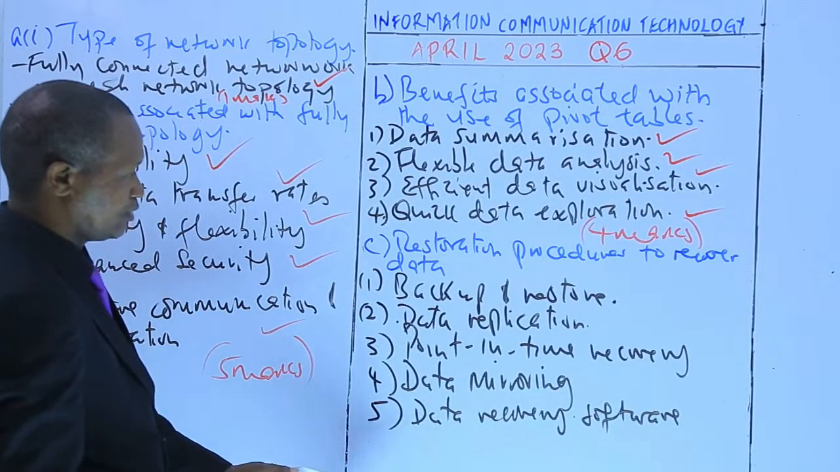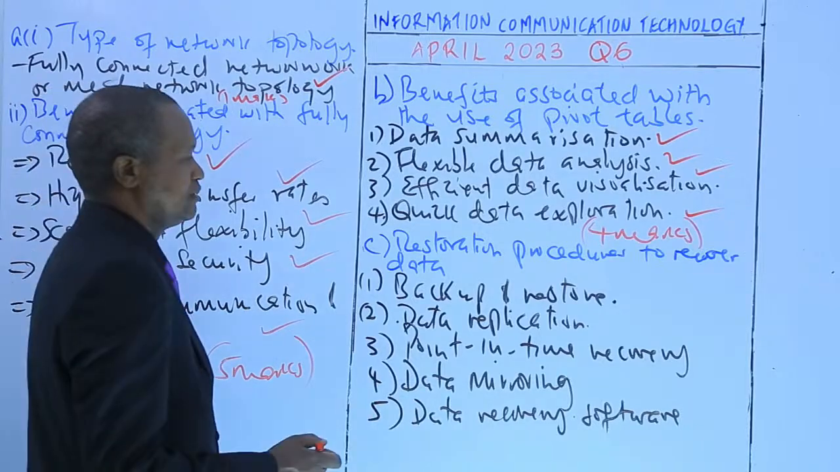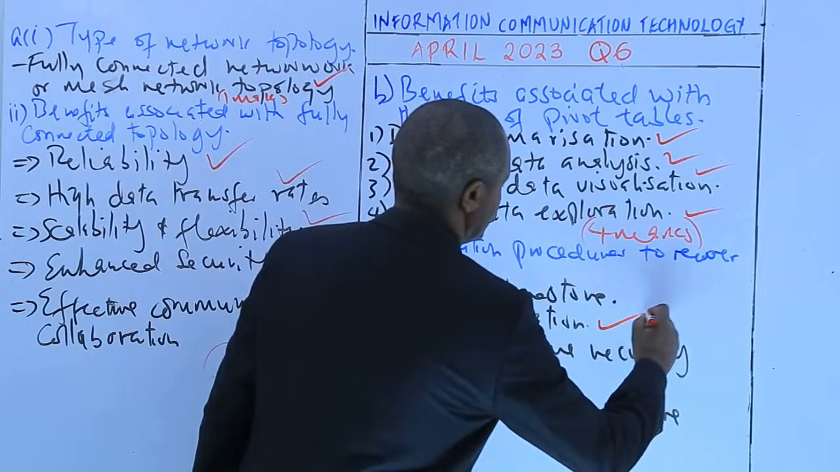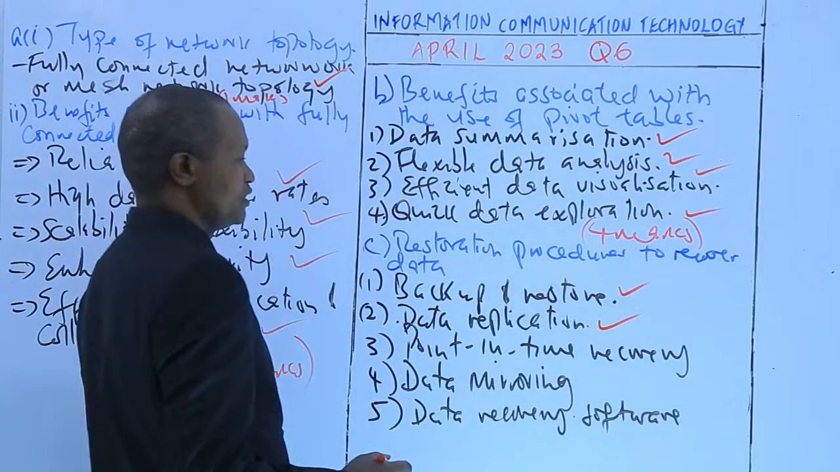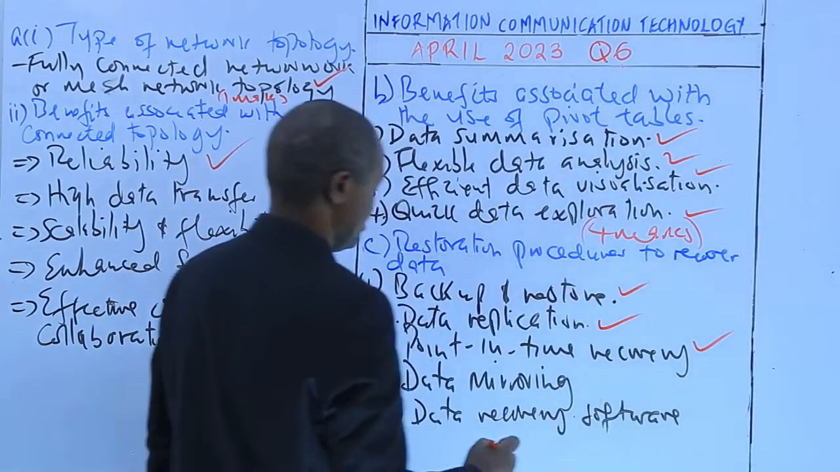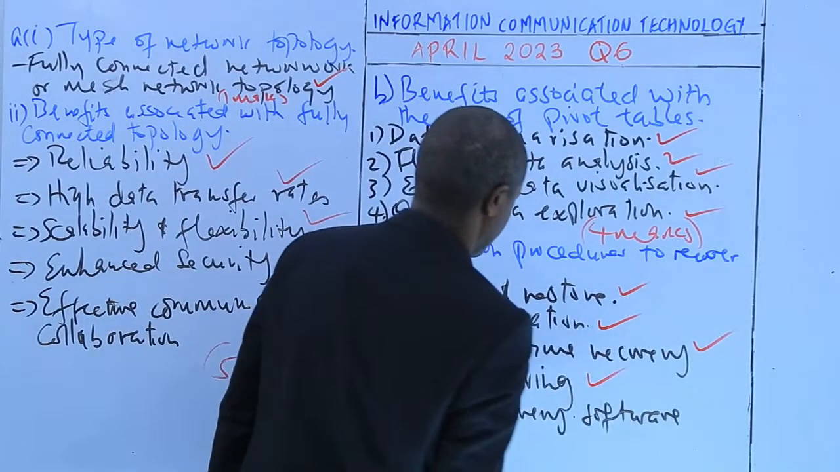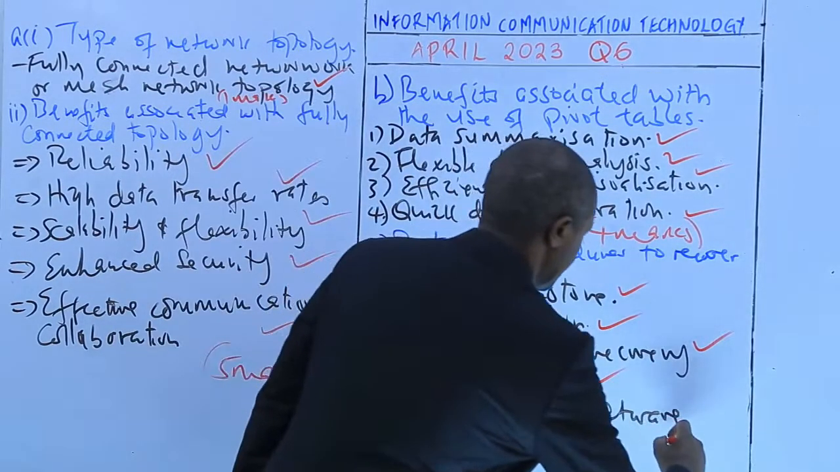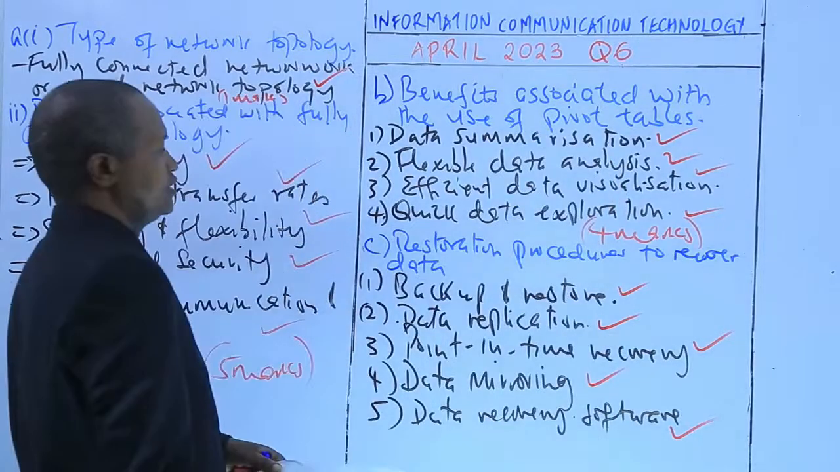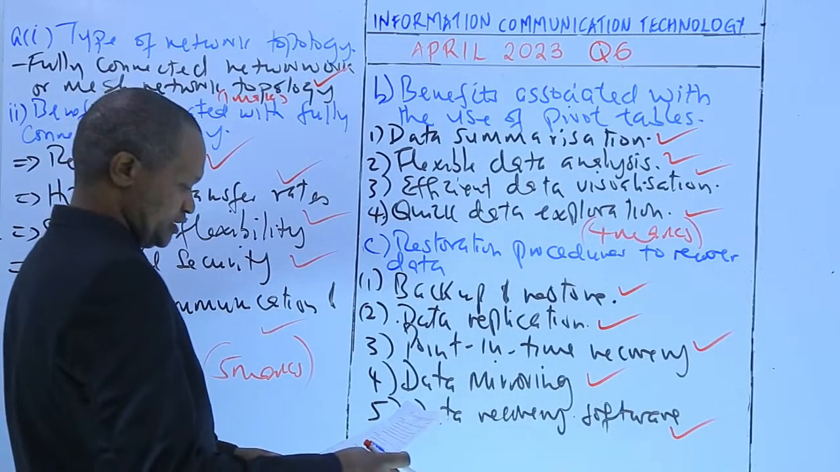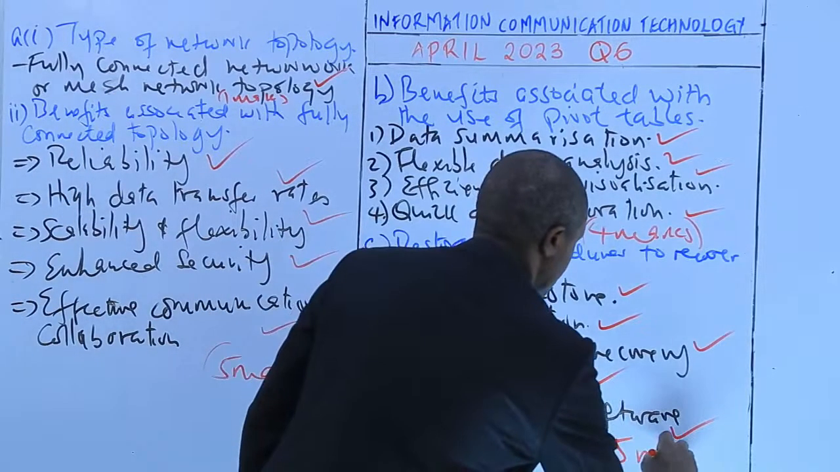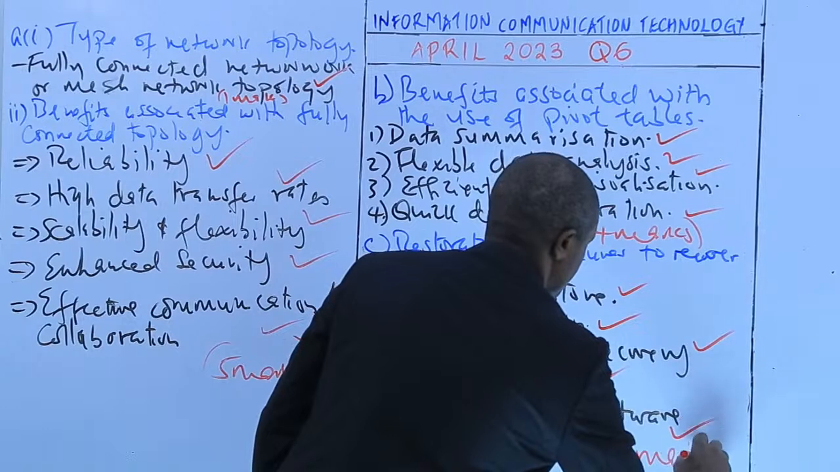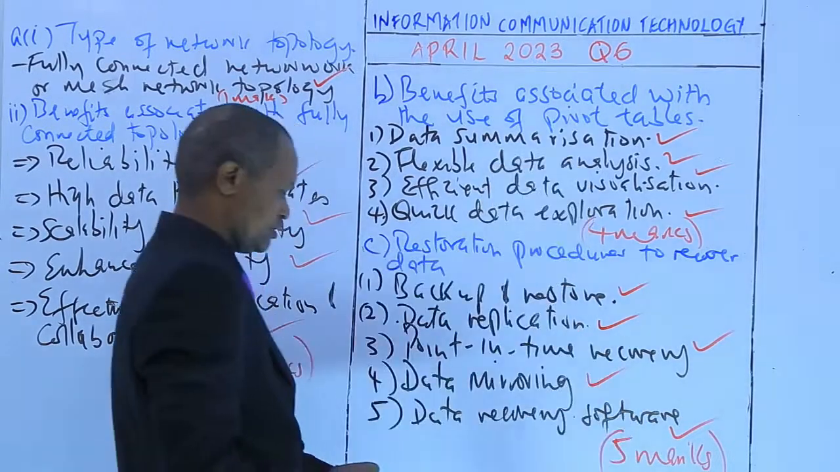So these are 5 procedures to recover data. Number 1, data replication. Number 2, backup and restore. Number 3, point in time recovery. Number 4, data mirroring. And lastly, data recovery software. So these are 5 procedures, 5 marks.